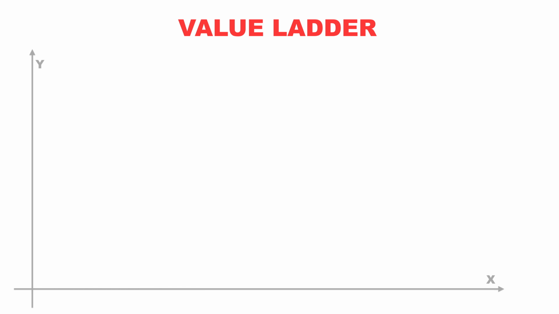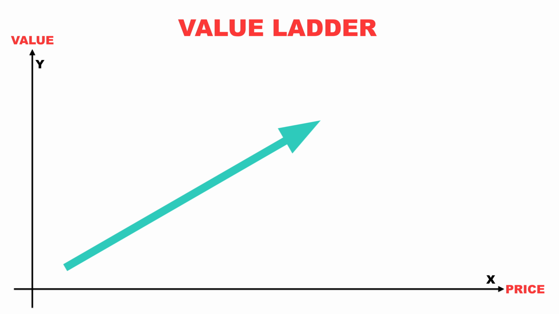If you imagine a graph, just take a regular y-axis and x-axis, and on the y-axis you have value, on the x-axis you're going to have price. So the idea is, if you're starting from 0, 0, the higher you go on value, the more the price is going to increase. So the more value you give, the higher you can charge for your product or service.